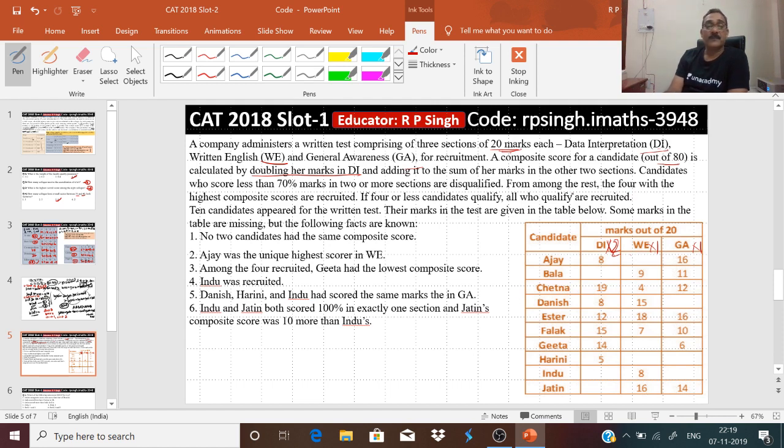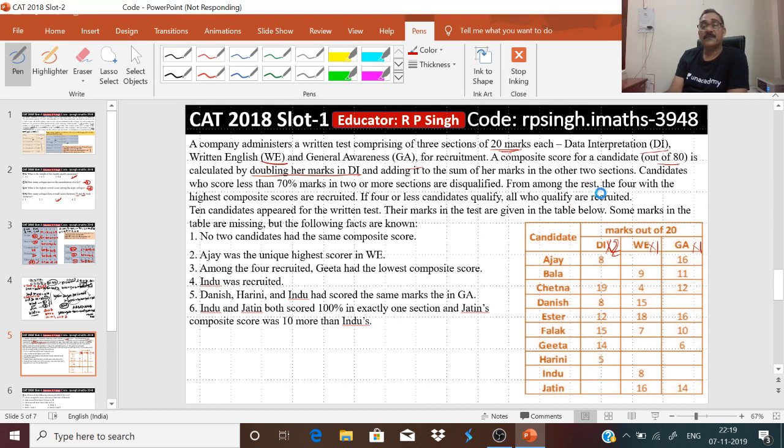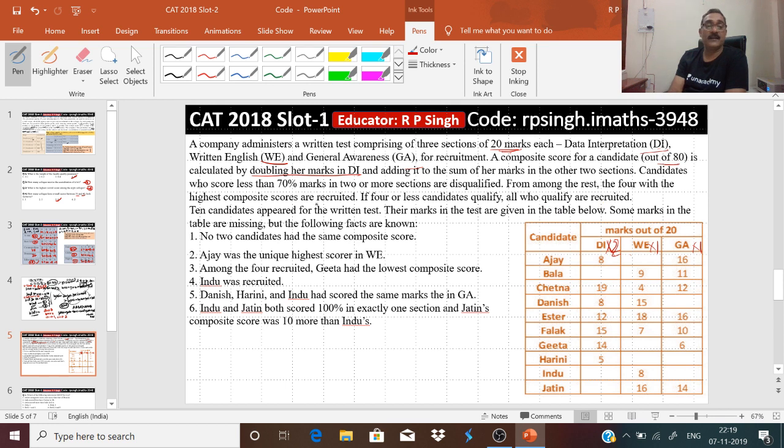And from among the rest, the 4 with the highest composite scores are recruited. If 4 or fewer candidates qualify, all who qualify are recruited. 10 candidates appeared for the written test. Their marks in the test are given in the table below. Some marks are missing.